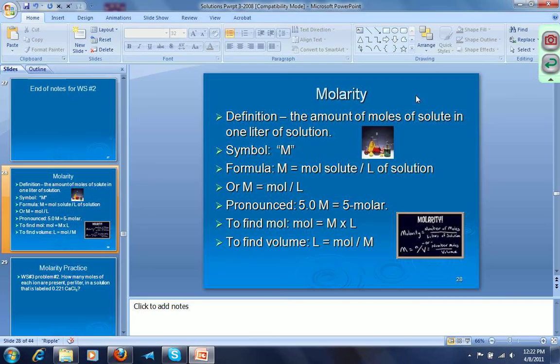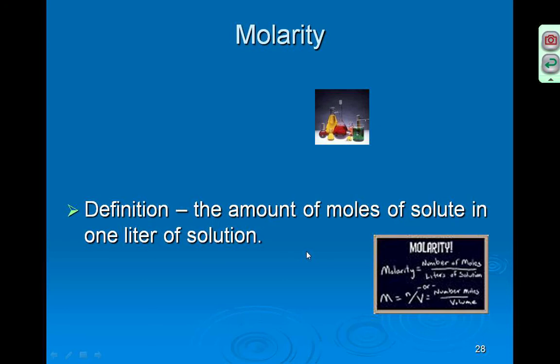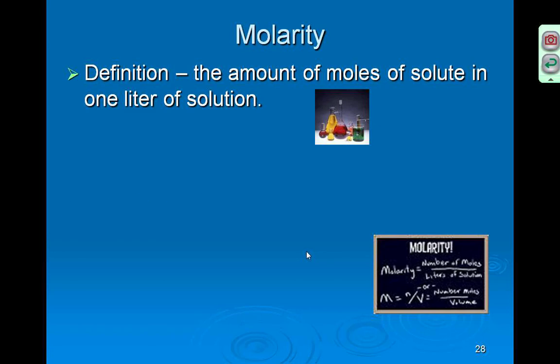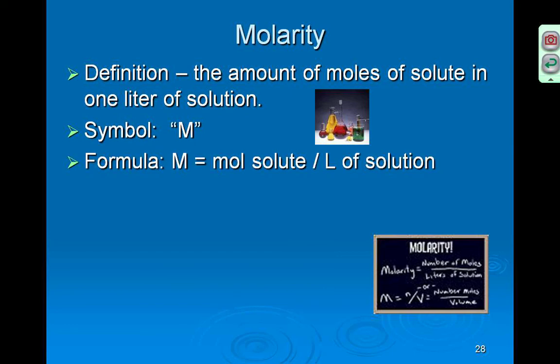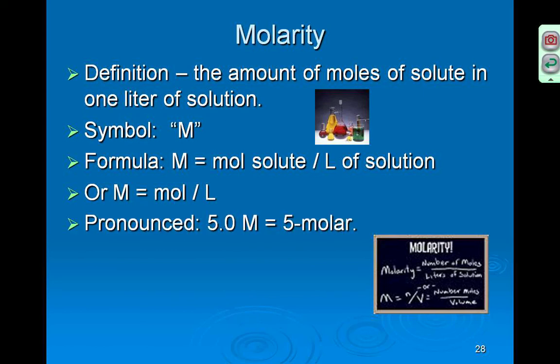These are notes for worksheet number 3, molarity. Molarity is the amount of moles of solute in 1 liter of solution. The symbol is M. Molarity equals moles of solute divided by liters of solution. So if you want to find molarity, it's moles divided by liters, and it has to be in liters.